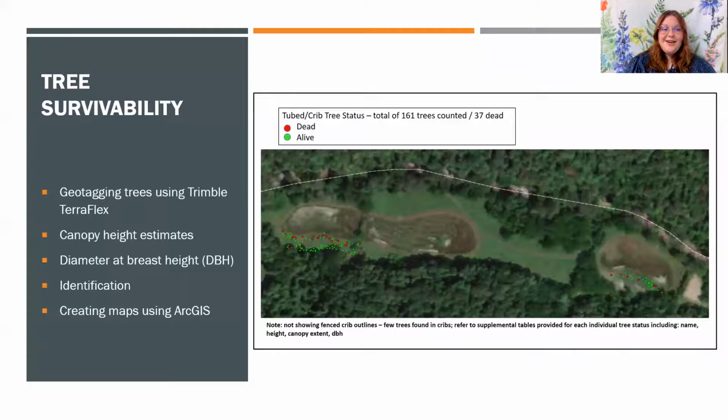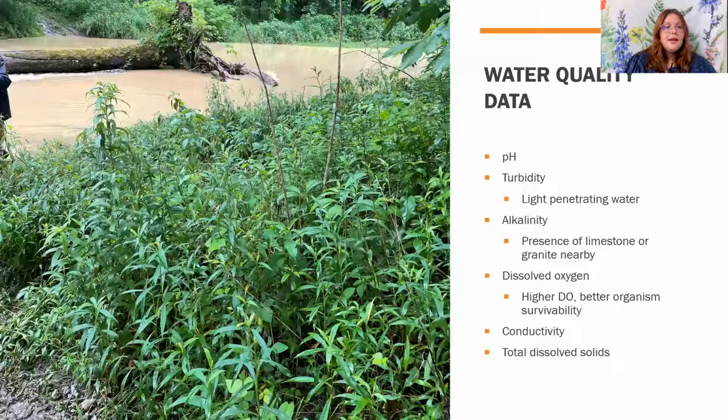And then we did tree survivability. So we GPS tagged all of the different planted trees in this forested wetland. So we took the canopy height, the diameter at breast height, and identified these trees and created tree maps using ArcGIS. And we took water quality data, so pH, turbidity, alkalinity, dissolved oxygen, conductivity, and total dissolved solids.